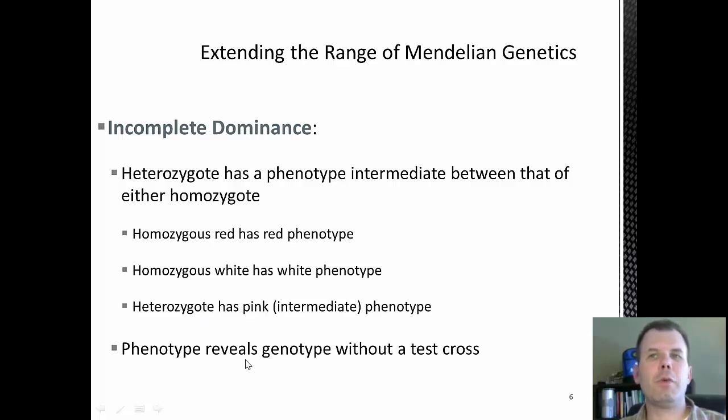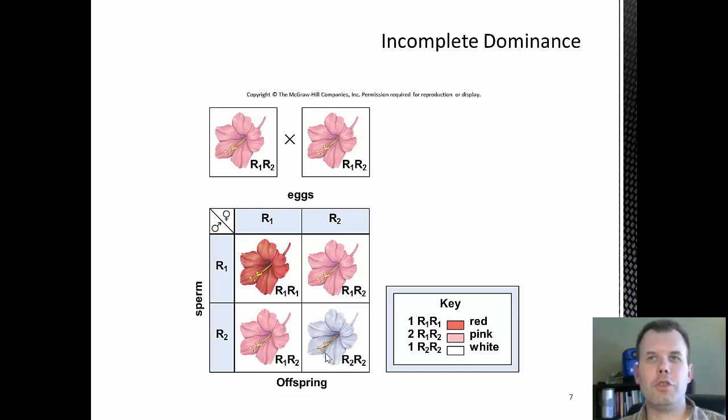The phenotype reveals the genotype without a test cross, so you can kind of look just based on what they look like, okay? And that's the easy one because you know if they're pink, they're going to be heterozygous. If they're one color red, they're going to be dominant. If they're white, they're recessive. So really, incomplete dominance is the easiest of all the monohybrid crosses that you could do, okay?